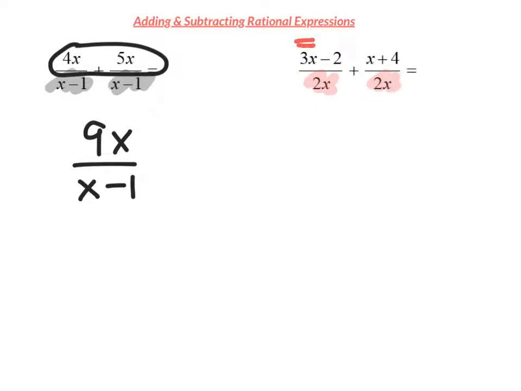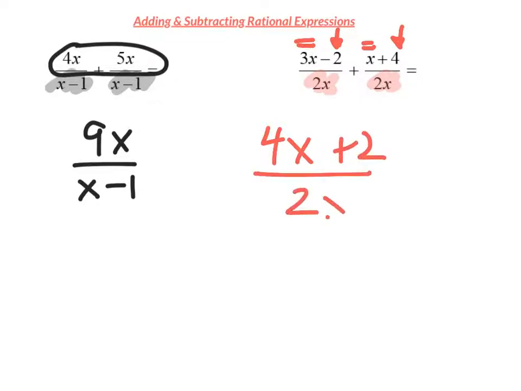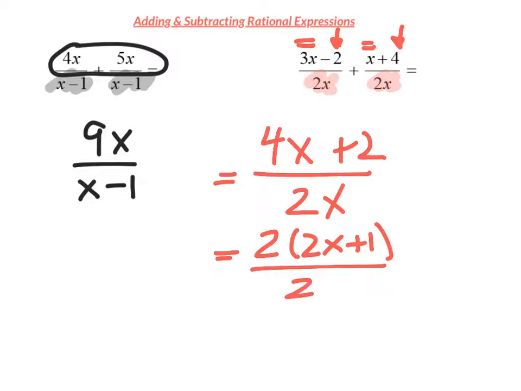I'm going to add 3x and x to get 4x. I'm going to add negative 2 and 4 to get 2 over 2x. Now, you always have to simplify if you can, and I can see we can simplify. I'm going to pull out a 2: 2 times x plus 1 over 2x. This is what we just learned, and so our final answer would be x plus 1 over x.